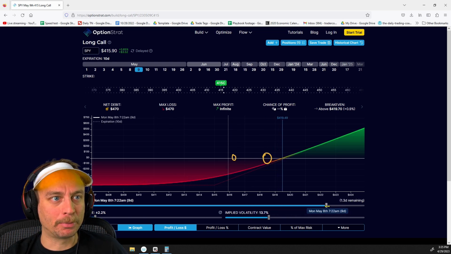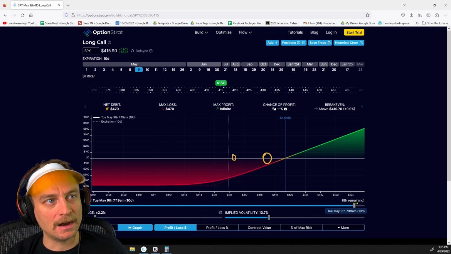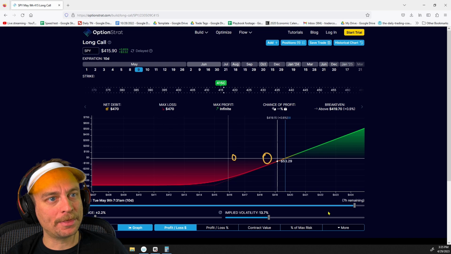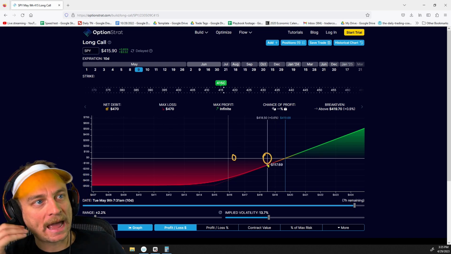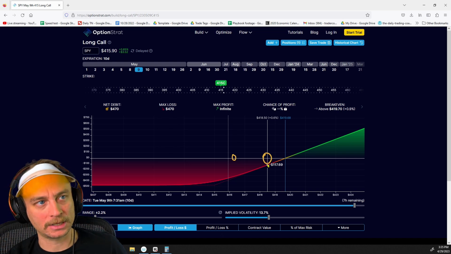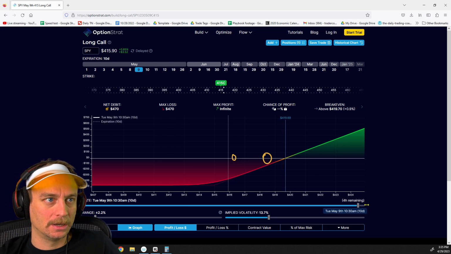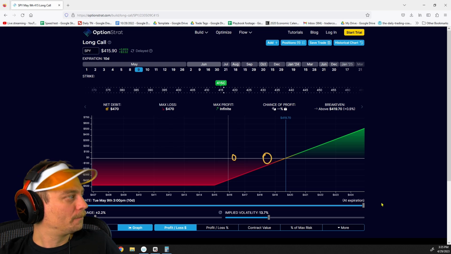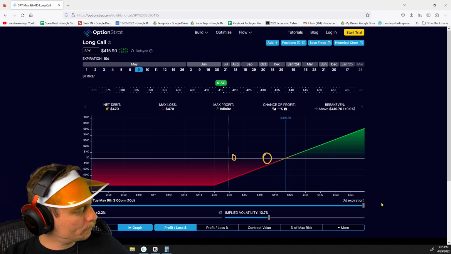Every day that break even is moving away from you, which is not good. Every day. Now with 7 hours remaining before it expires, if you were to sell at that same place and assuming the market didn't move, now you're losing $117. And then boom, here you go. This is what it looks like on expiration.